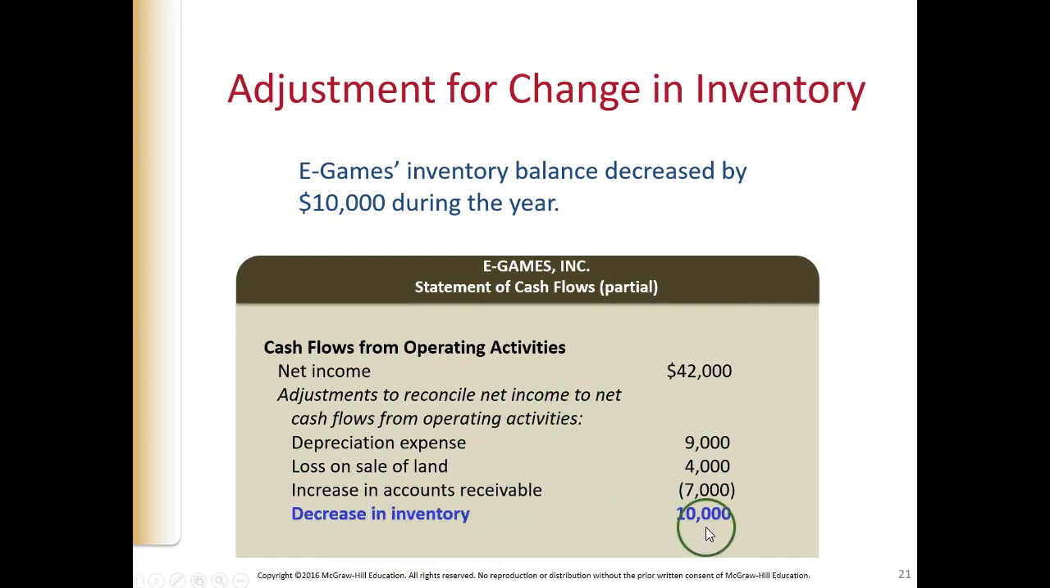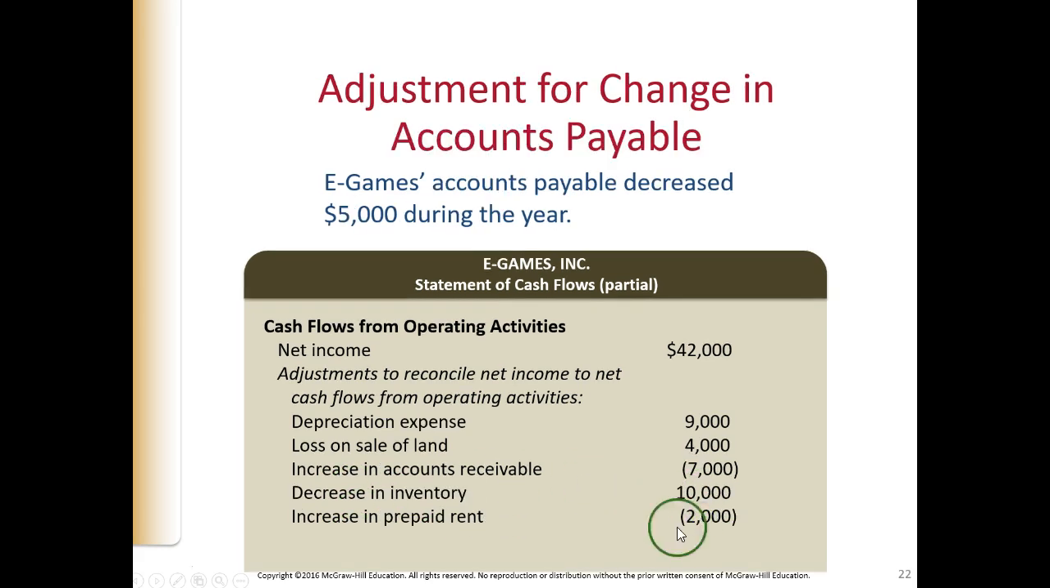Decrease in inventory. Inventory went down. The rule says if we have a non-cash current asset account that decreases in its balance, we add the decrease. Prepaid rent. It increased during the year. We subtract that to follow the same rule we've been using for the current asset changes.